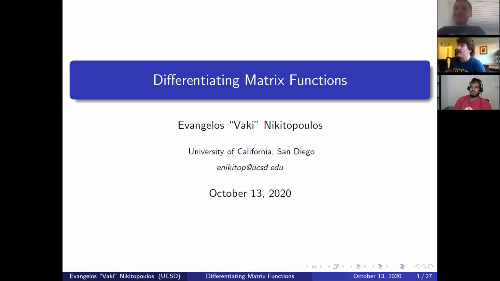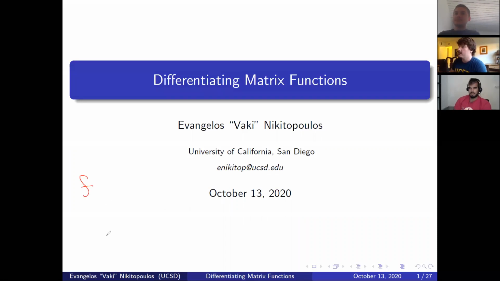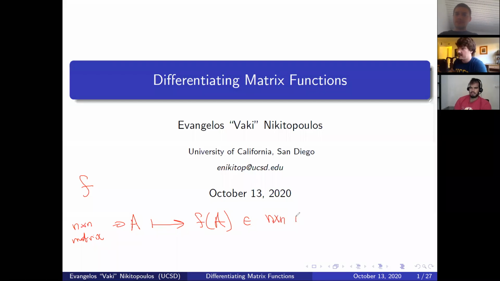As Sam said, I'm going to be telling you about differentiating matrix functions. And just to give you a slight heads up about what is to come, if you have a scalar function f, the matrix function associated with it is the function that takes an n by n matrix. It'll be a Hermitian matrix for us, but just think n by n matrix, and it assigns f of that matrix, which will again be an n by n matrix.